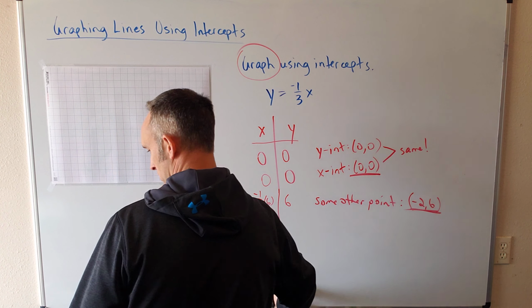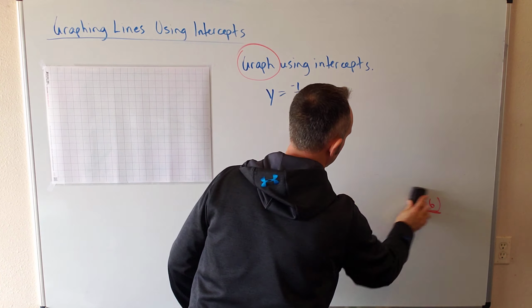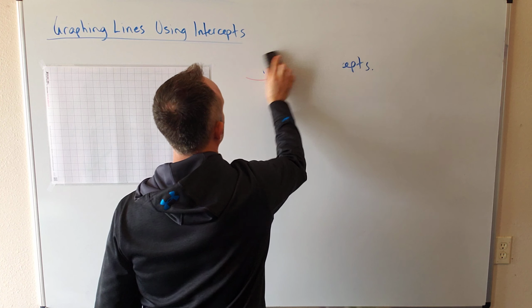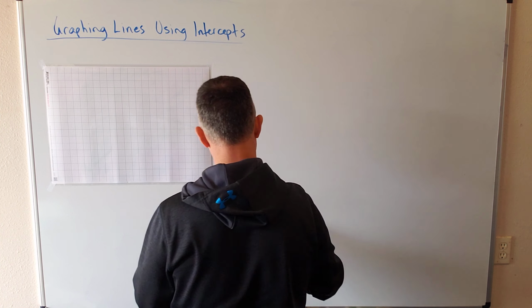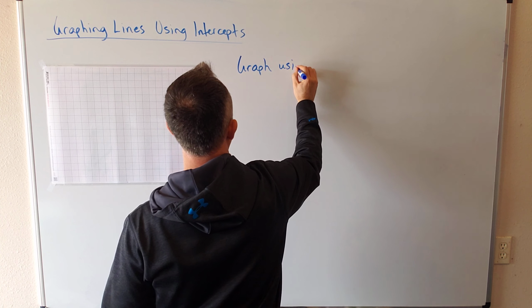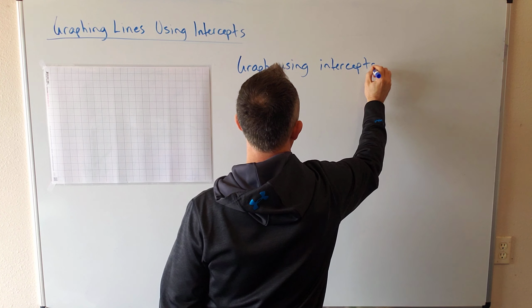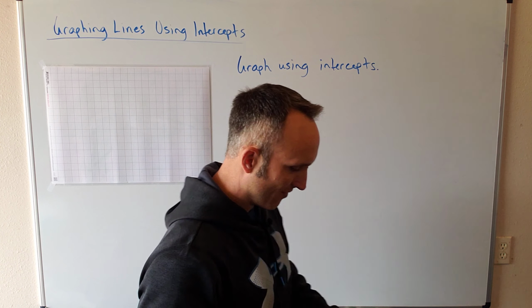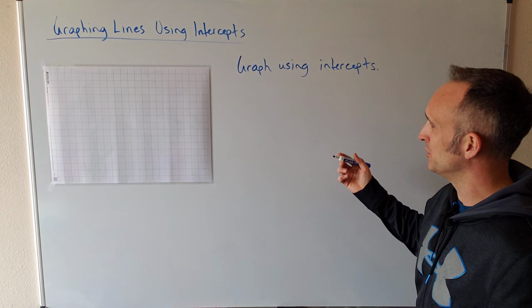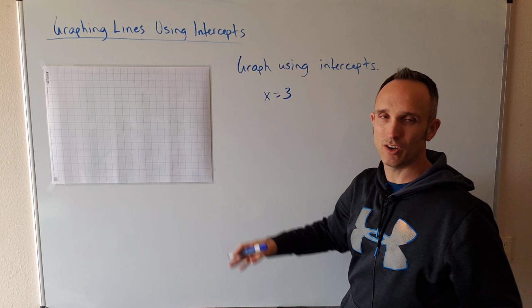Okay, let's do a couple more examples. Sometimes your equation doesn't have both variables. So for example, you could have the equation x equals 3. There's no y at all.